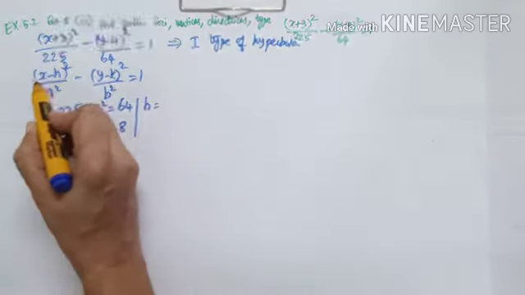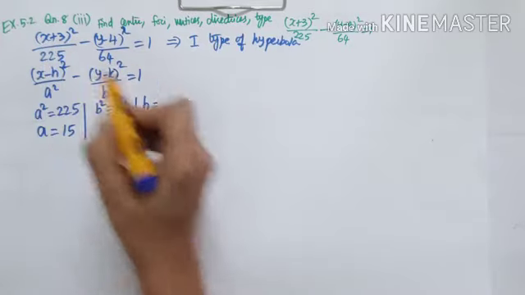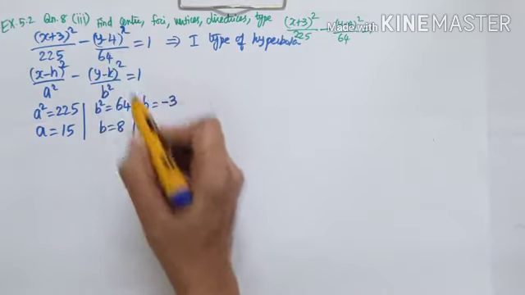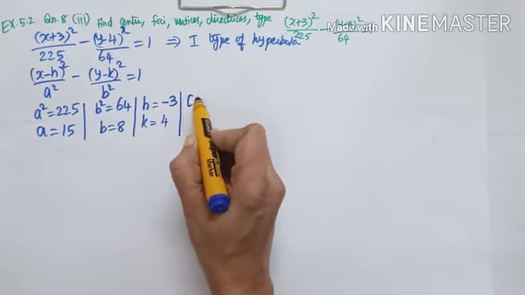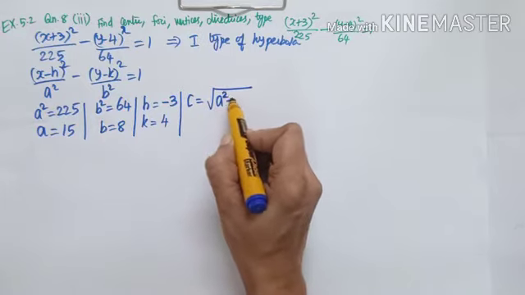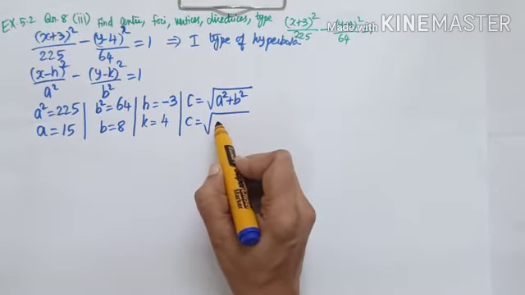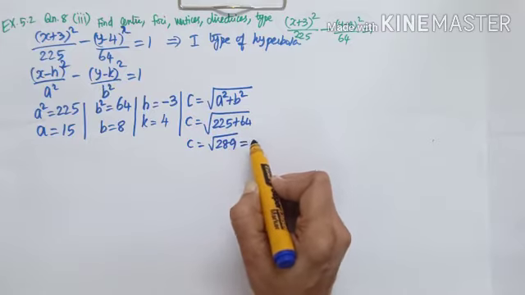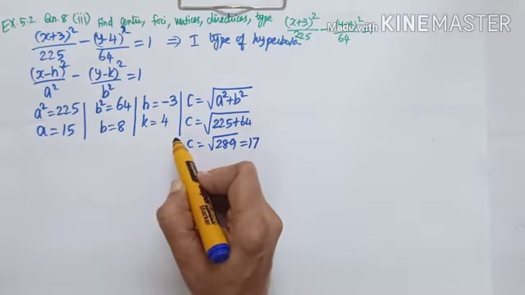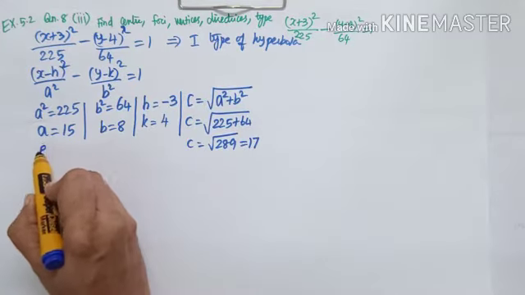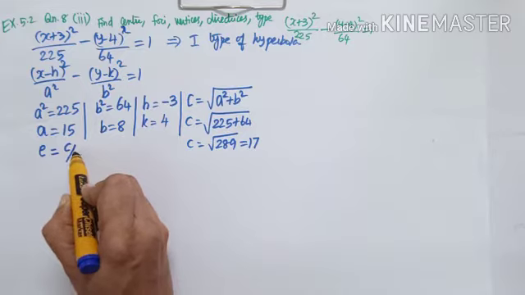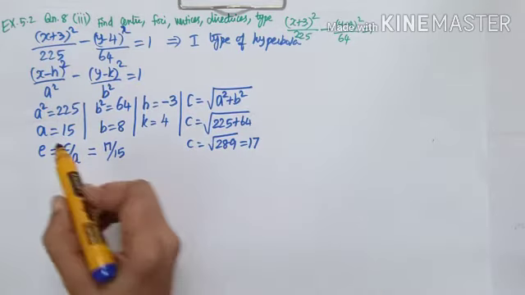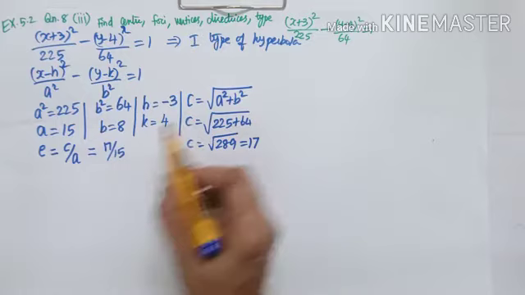Next, h. x − h, x + 3. Change the symbol, h is −3. k. y − 4, y − k. k equals 4. The next, we need to find out what is c. c is root of a² + b², that is root of 225 + 64, which is root of 289, and that is 17. As I know what c is, we proceed on to e, which is nothing but c by a, or 17 by 15. So we have found out a, b, h, k, c and e.